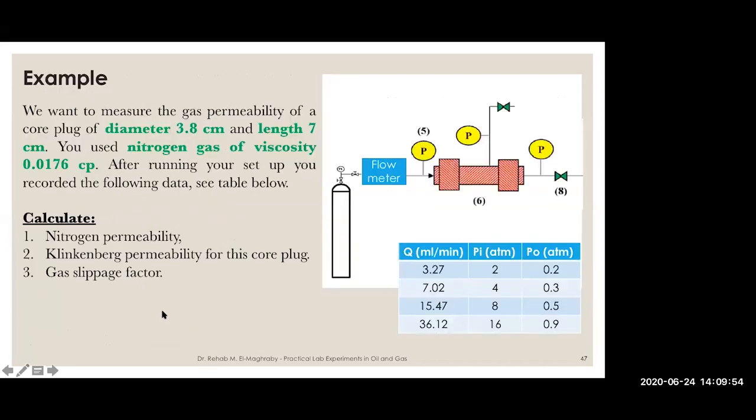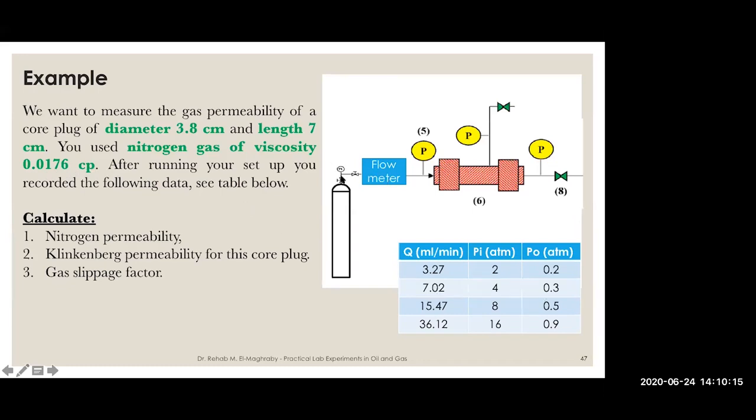So, exercise. Now we have a setup for gas permeability. The diameter of the core is 3.8 centimeters, the length is 7 centimeters, the nitrogen viscosity is 0.0176, and I want you to work with this measurement.